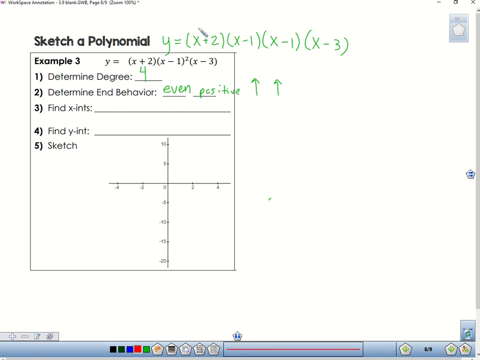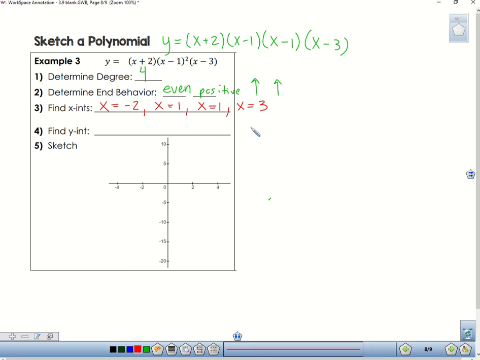And then from here, we're going to find our x-intercepts. So to go from binomial to intercept, we just set equal to 0, which means we get x equals negative 2, x equals 1, x equals 1, and x equals 3. Everybody see where I got those from? You just change the sign because you're setting them equal to 0.